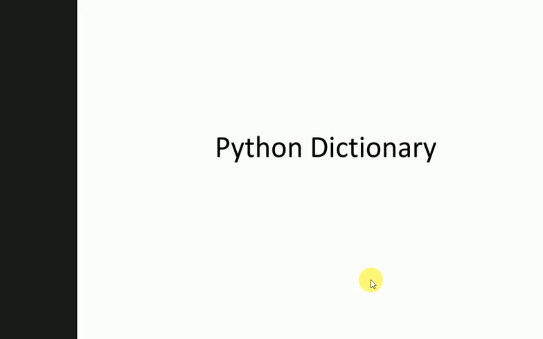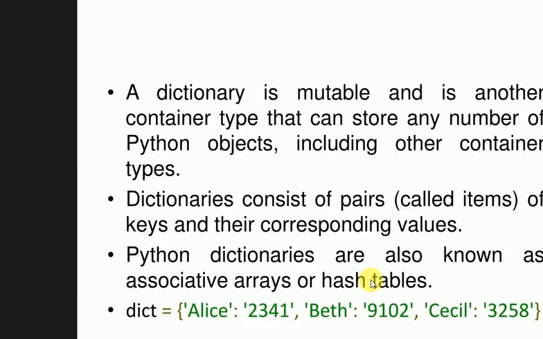Welcome back friends. One of the interesting topics in Python is the dictionary. So what is a dictionary? A dictionary is mutable and is another container type that can store any number of Python objects, including other container types. Like in previous videos we studied lists and tuples.